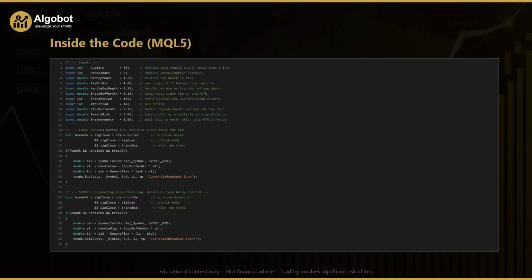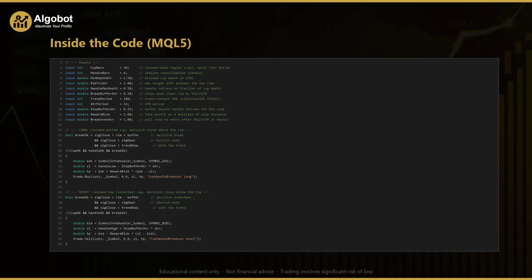Let's read the MQL5 code. At the top are the inputs. CupBars, defaulting to 30, sets the length of the rounded base. HandleBars, defaulting to 6, sets the length of the handle. MinDepthAtr and RimToleranceAtr shape how deep and how level the cup must be. HandleMaxDepth caps the handle's retrace. BreakBufferAtr defines how decisively price must clear the rim.